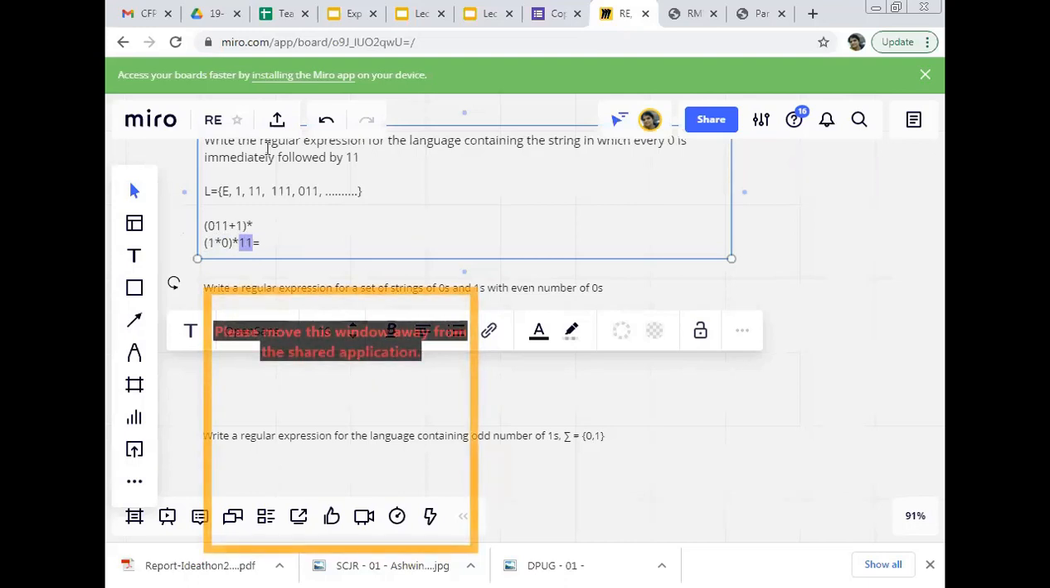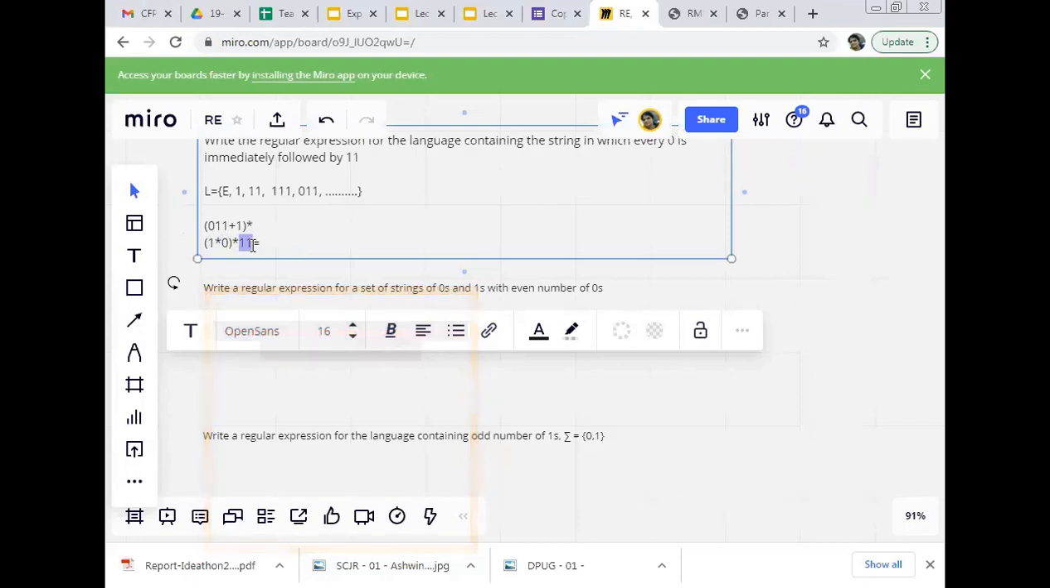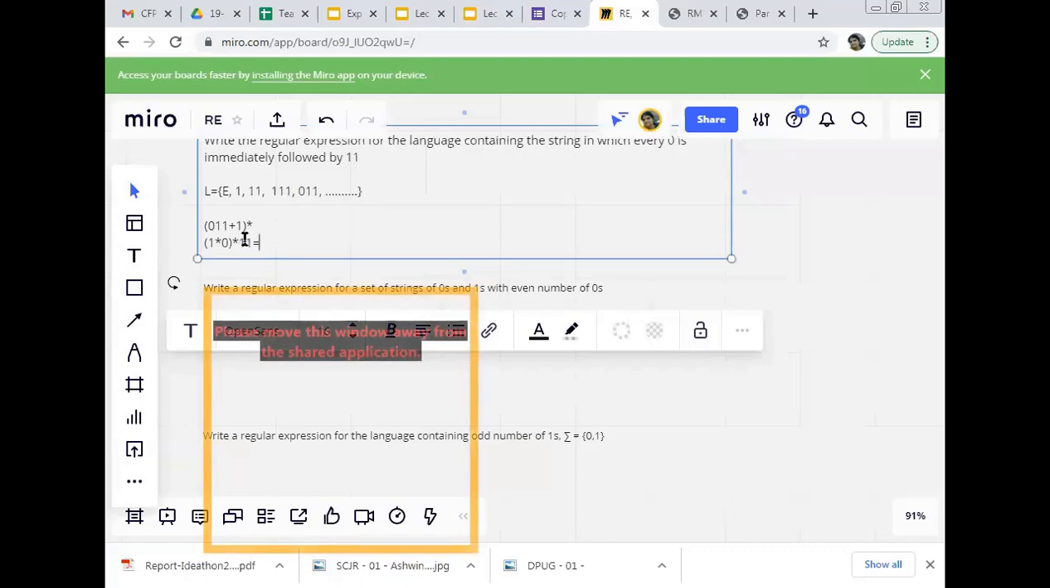Okay, I hope you are getting this. I can take epsilon from this and start with zero. I can have this zero and repeat this. I can take two ones from this and I can take a zero from this. And I can come out of the loop and take 11. Is this clear, Karthik? One and epsilon are not generated. Any other answer? Which is violating the given problem statement?